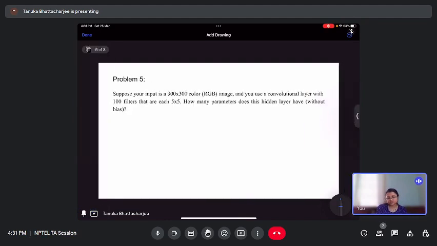Now, the next one, this is a simpler one. Suppose your input is a 300 cross 300 RGB image and you are using a convolutional layer with 100 filters, and each of them is a 5 cross 5 filter. How many parameters does this convolutional layer or hidden layer have, without considering any bias? Can anyone tell me how many parameters this layer has?